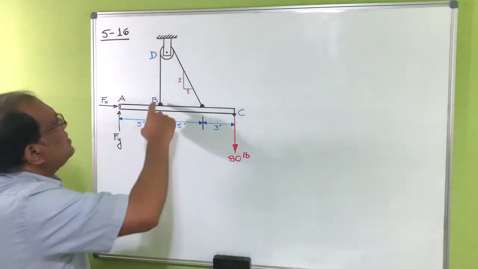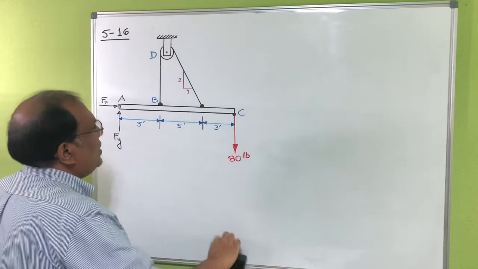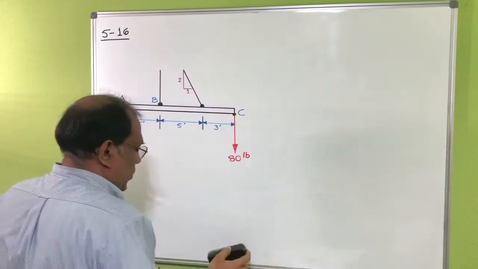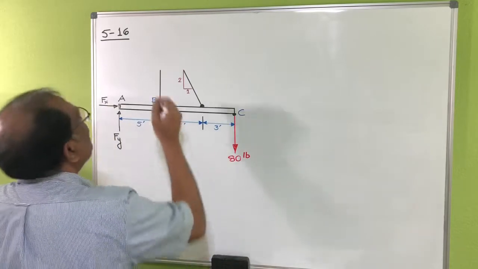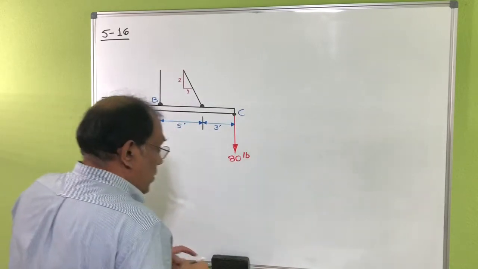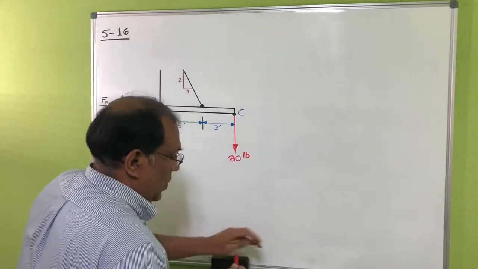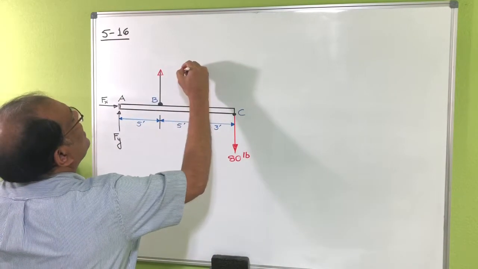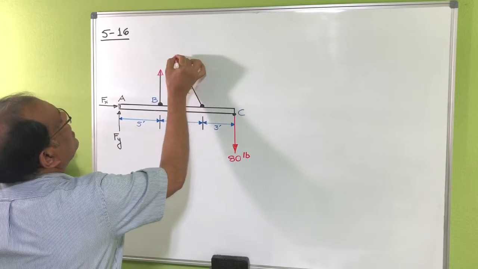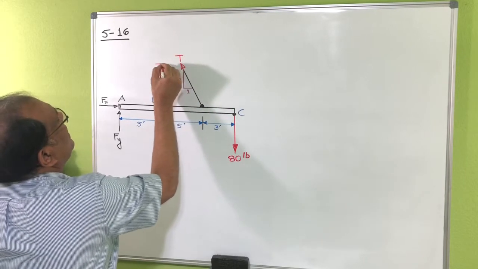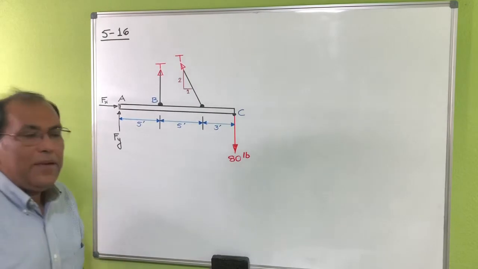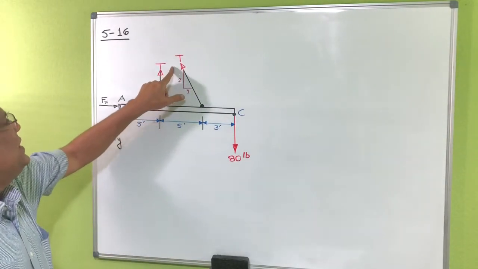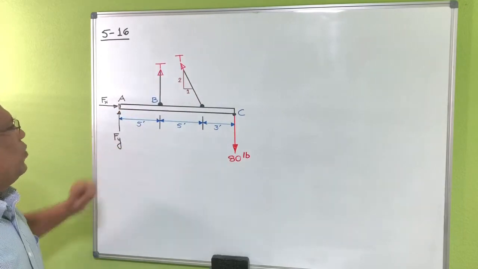But you can see this is the same cable here. So if I cut it here, since this is the same rope, the tension here and tension here is basically the same tension, which is T here. Okay, so you can see I have three unknowns here, T, Fx, and Fy.